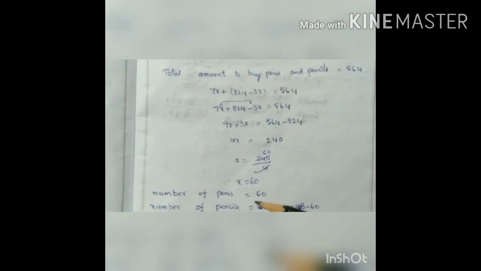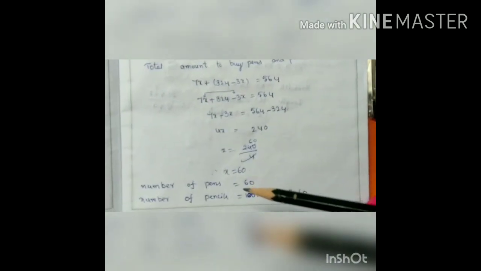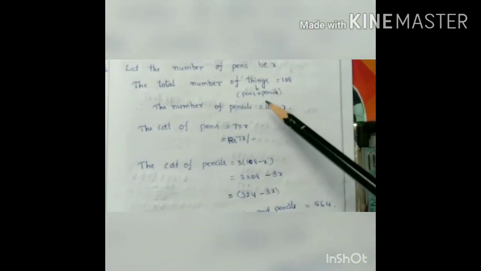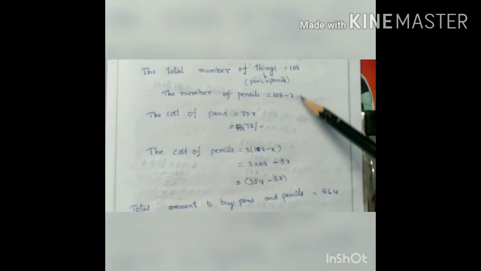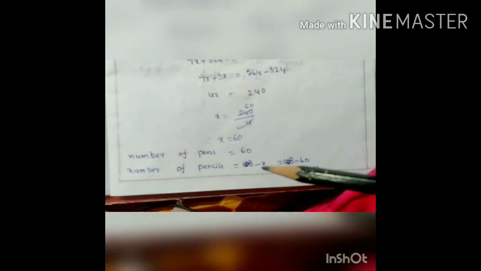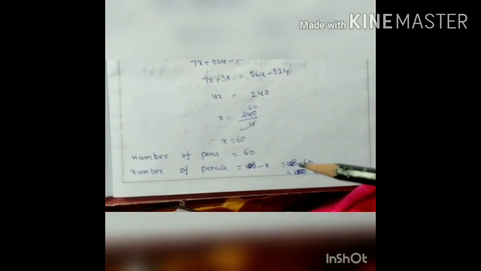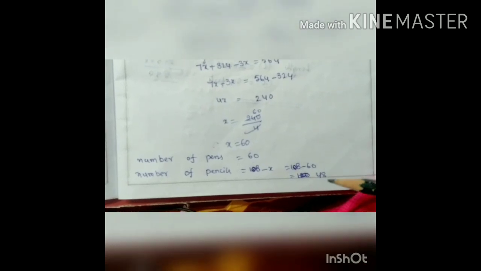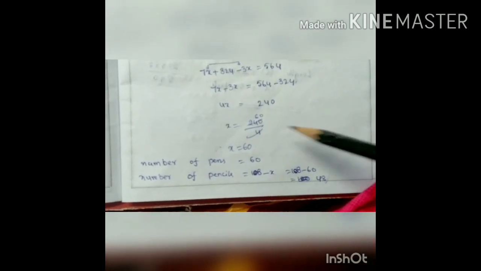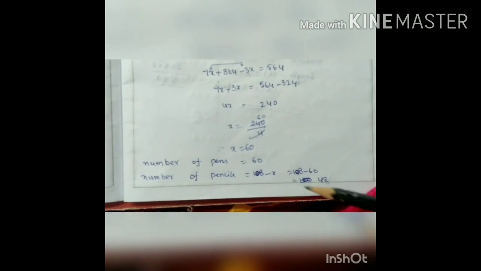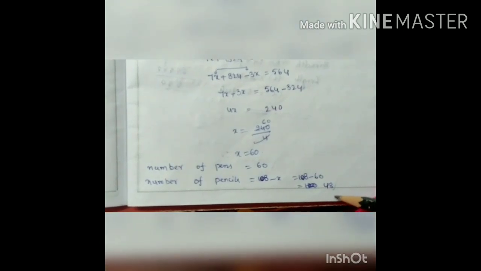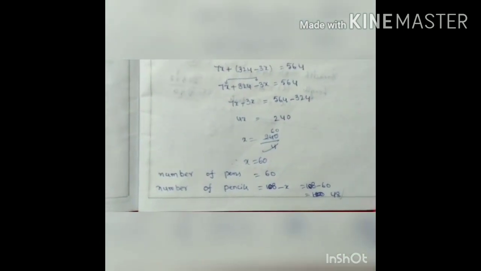What did we take as x? The number of pens. So the number of pens equals 60. The number of pencils is 108 minus x, which equals 108 minus 60, that is 48. So here the number of pens is 60 and the number of pencils is 48. Okay children.